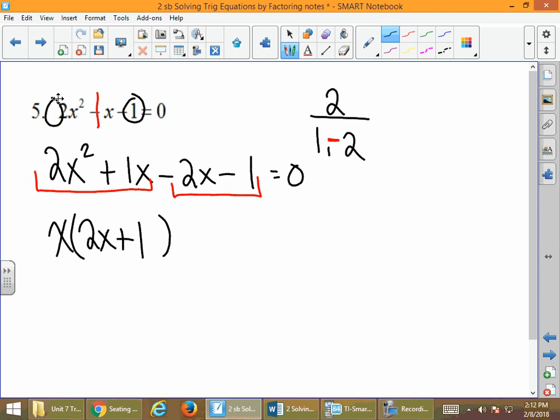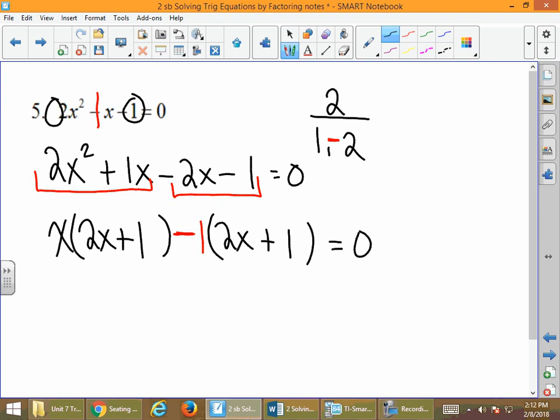Over here, be really careful, because there's a minus sign in front. But the only thing that's in common between 2x and 1 is a 1. But there's a negative on the outside. Negative 2x divided by negative 1 is positive 2x. Negative 1 divided by negative 1 is positive 1.